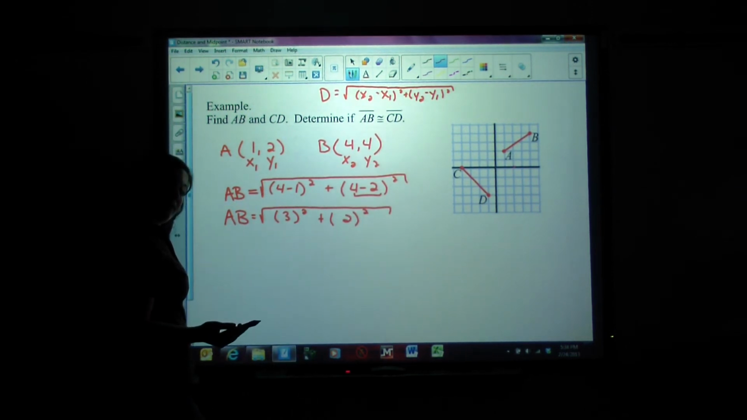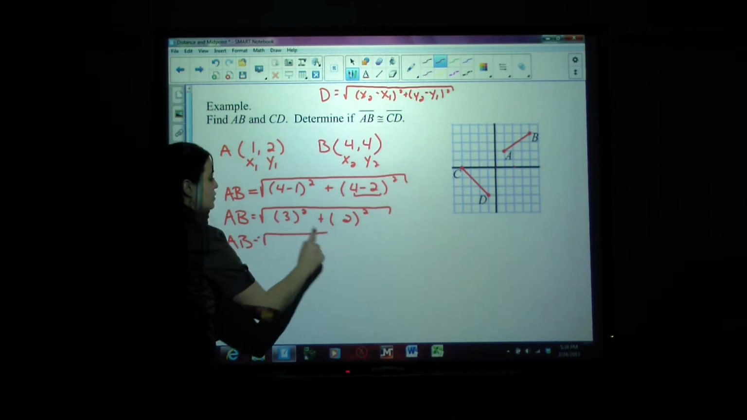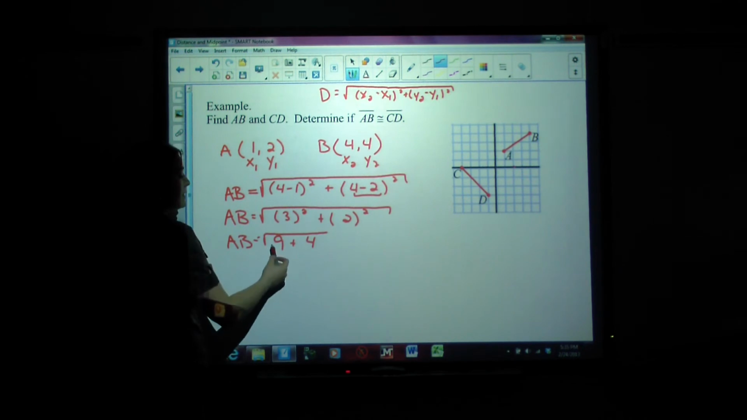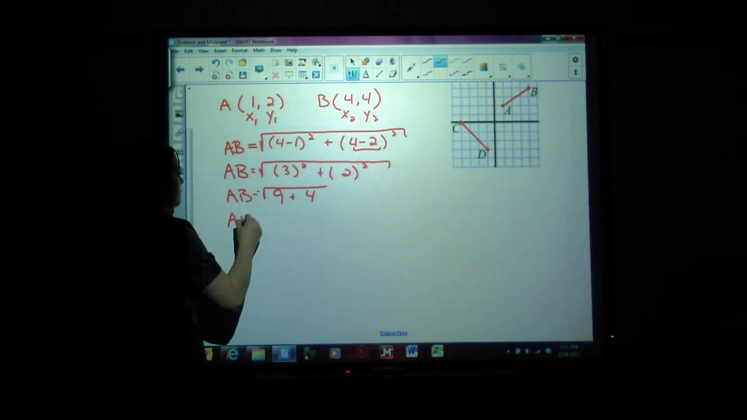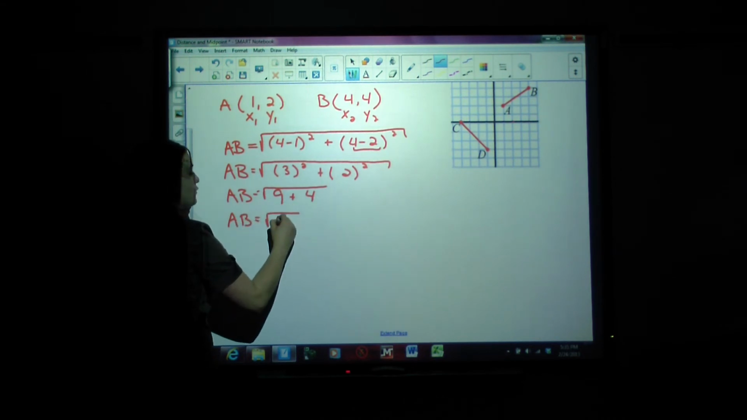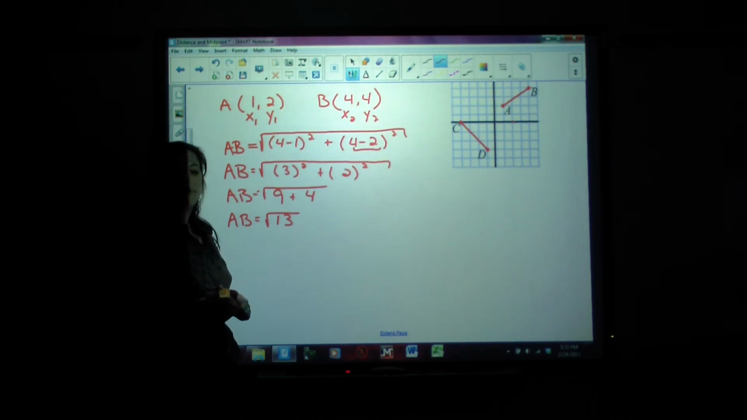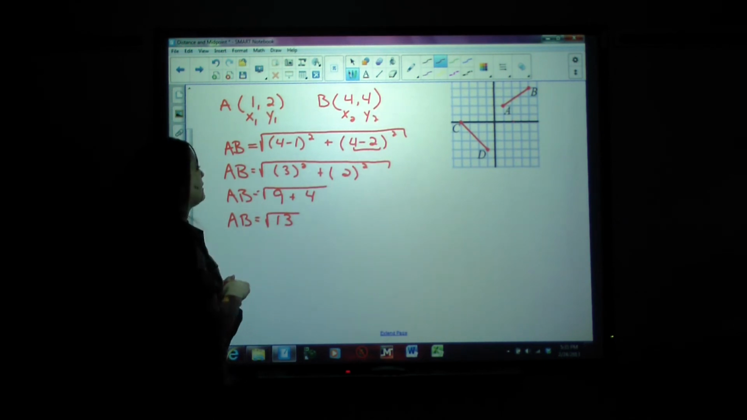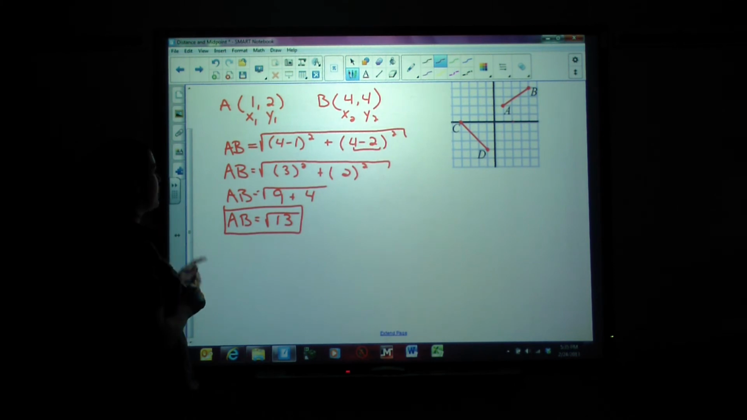Now we simplified inside of our parentheses. Our next order of operations is to use our exponents. So 3 squared is 9 plus 2 squared, which is 4. And then we need to simplify underneath the radical before we can square root. So AB equals the square root of 9 plus 4, which is 13. Now, I'm going to leave that as an exact number. You could find the decimal approximation with your calculator if you want, but I'm going to leave it as root 13 for now. So I found the length of AB using the distance formula to be root 13.